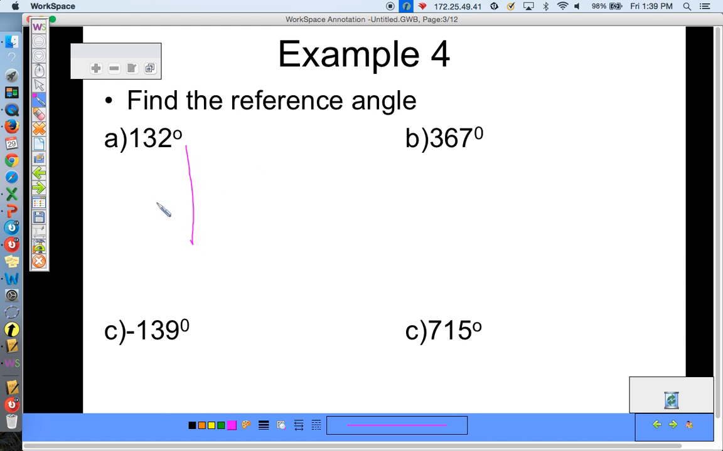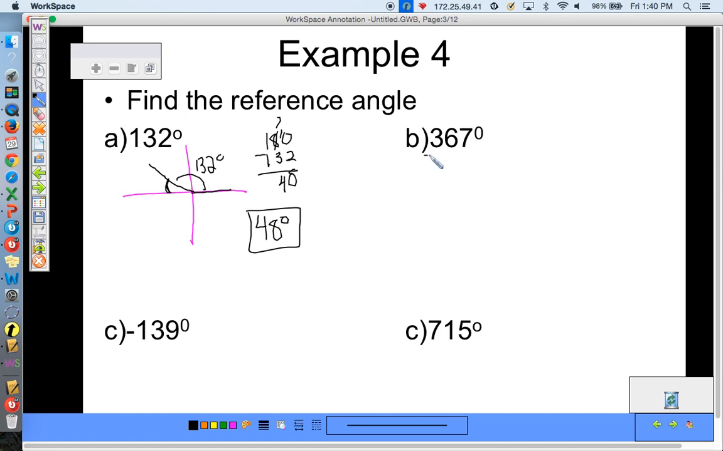So when we have to find these, the first thing I usually like to do is graph them. Well, our angle of 132. So our reference angle is right here. Well, 180 minus 132. So our reference angle would be 48 degrees.